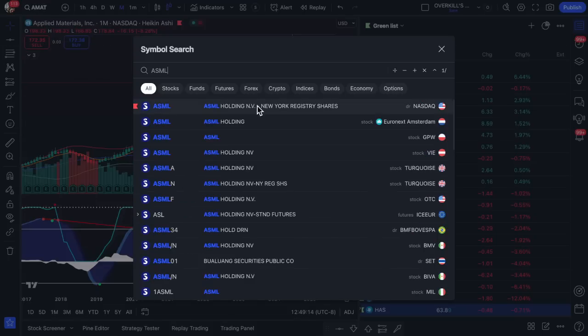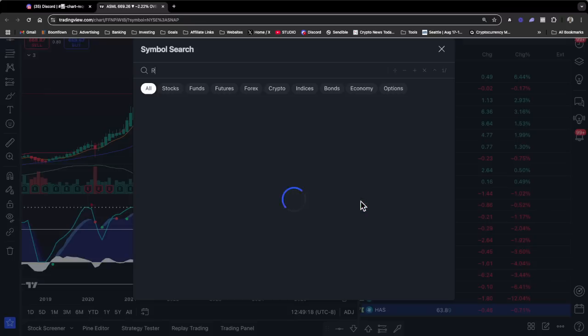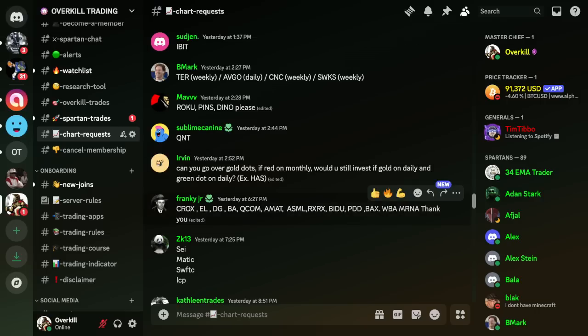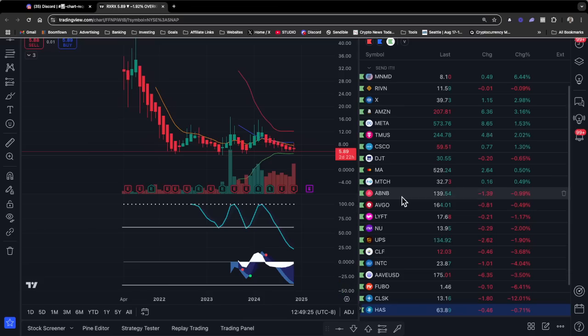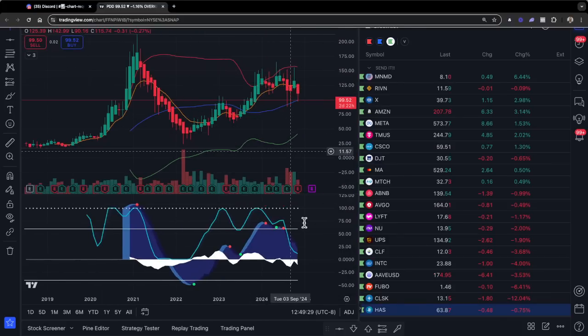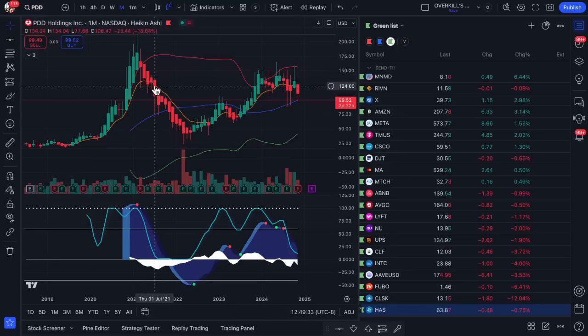ASML, this is rapid fire right here, folks. Okay, red on the monthly. Wouldn't touch it. RX, red on the monthly. Wouldn't touch it. Baidu, I told you, we covered that one. PDD, another Chinese stock. Okay, red on the monthly. Wouldn't touch it.